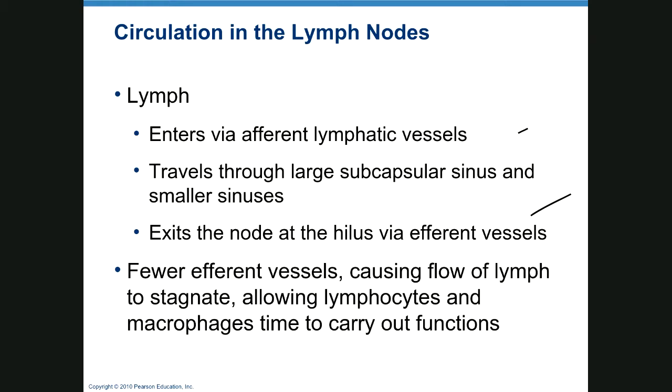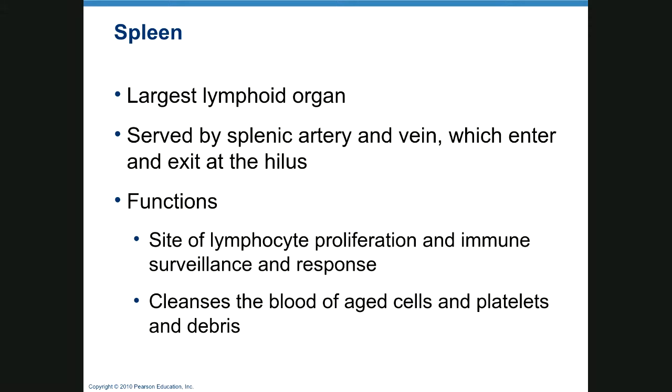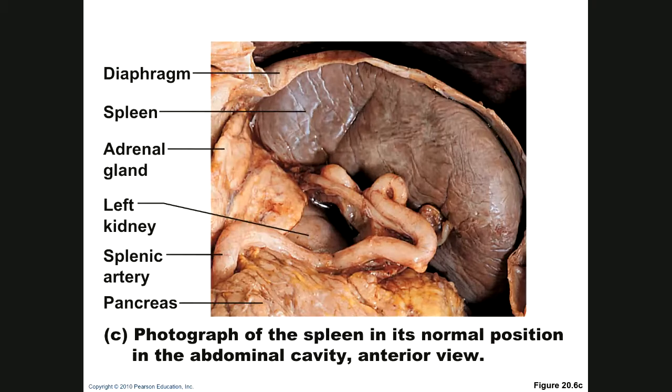Now, the spleen is the largest lymphoid organ. It's served by the splenic artery and vein, which enter and exit at the hilus. It is the site of lymphocyte proliferation. It also removes old blood cells, platelets, and debris. So it's very important for your immune system, though you can live without a spleen. If the spleen ruptures, it's extremely vascular, and you can bleed to death.